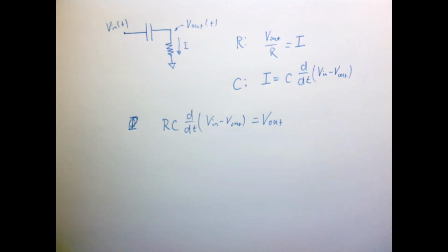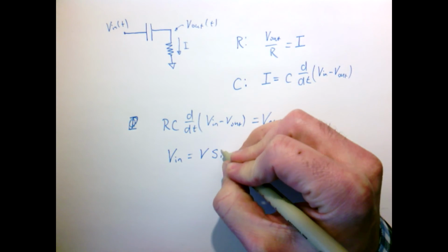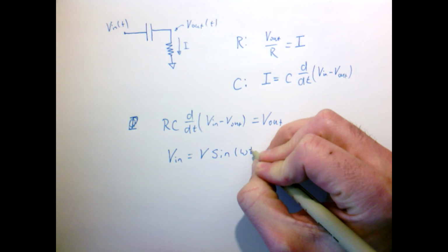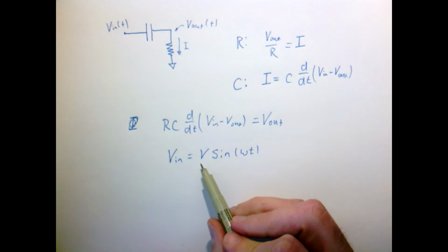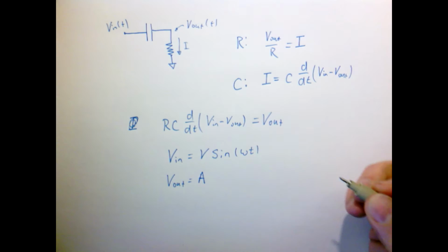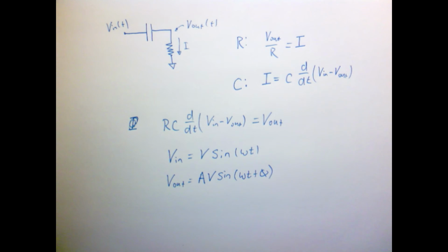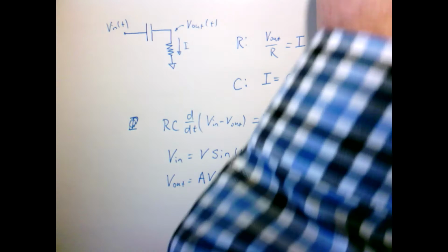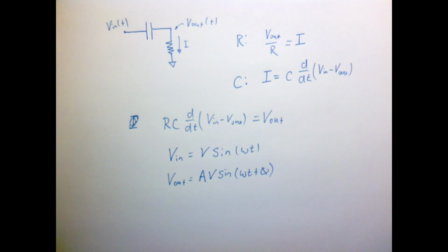And we can proceed in exactly the same way that we did in the last problem. So I can assume that V in is going to be a sine wave. So I'm going to hook the input of our circuit up to a sinusoidal source, just as before, where I control the amplitude and the frequency. I can assume that V out is some amplitude factor, and that it's at the same frequency, but perhaps it is shifted in phase. So proceeding, it's exactly as before, right? Because I could easily take the time derivative of V in and V out.